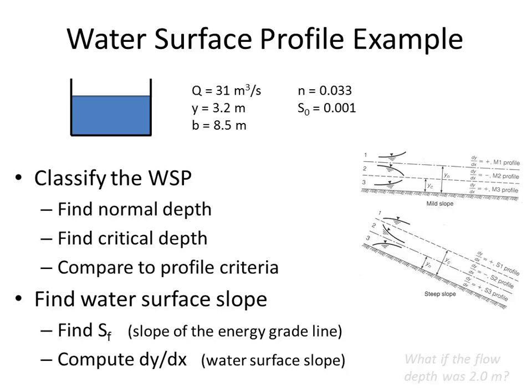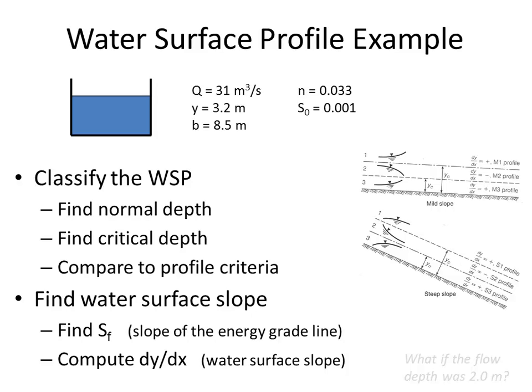And so when we find the slope of the energy grade line, S sub f is going to be 0.000634. Slope of the EGL. That's that imaginary line above the water surface that takes into account the depth and also the velocity. Since we know S, we're going to be able to find S naught minus S sub f.